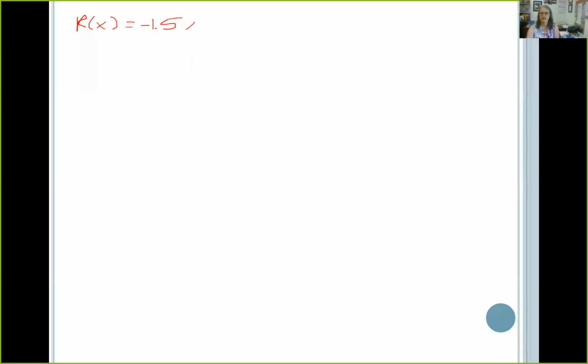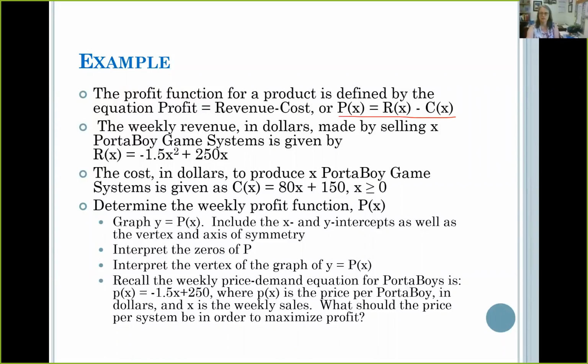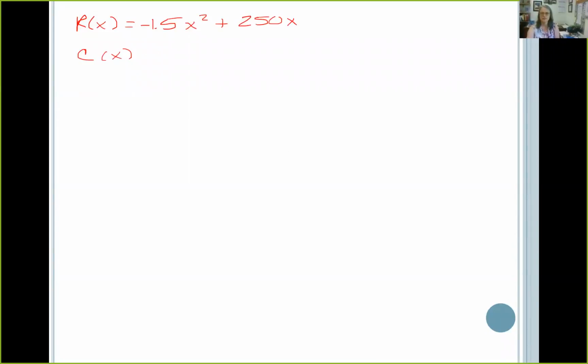Negative 1.5x squared plus 250x. And remember, x is the weekly sales, so x is the number of gaming systems we sell in a week. The cost function is 80x plus 150. So this is the amount of money I have to lay out to make these gaming systems. This is the amount of money I get to put into my cash drawer.